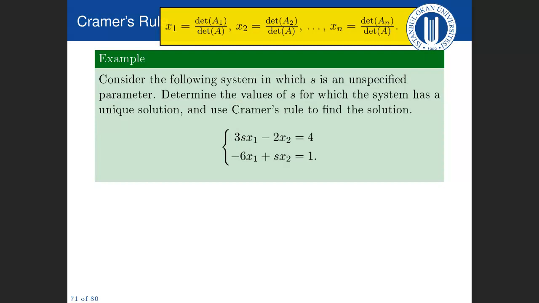Consider the following system in which s is some unspecified parameter. Determine the values of s for which the system has a unique solution and use Cramer's rule to find the solution. 3s x1 minus 2 x2 is equal to 4, minus 6 x1 plus s x2 is equal to 1.